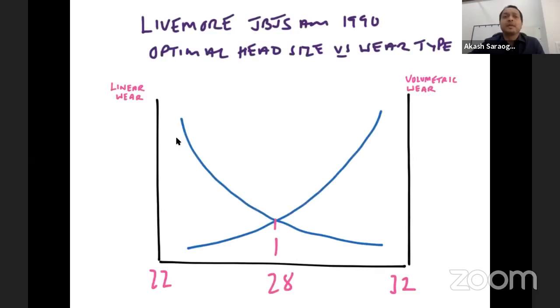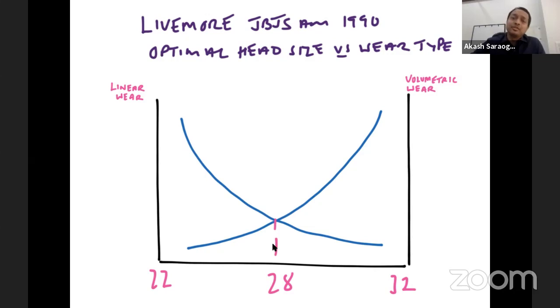There is a very nice paper by Livermore in JBJS American in 1990, where he says that as you increase the head size of the femur, the linear wear is going to decrease, but the volumetric wear is going to increase. So there is one perfect number according to Livermore where we have balanced out the linear wear and the volumetric wear, which is the head size 28. Does that mean that we should use a 28 head size for all our hip replacements? The answer is no. The study was done in 1990.